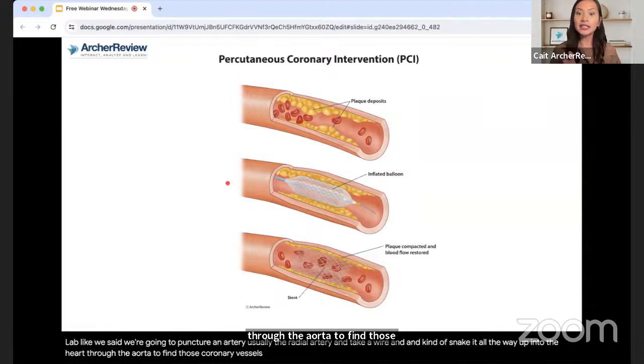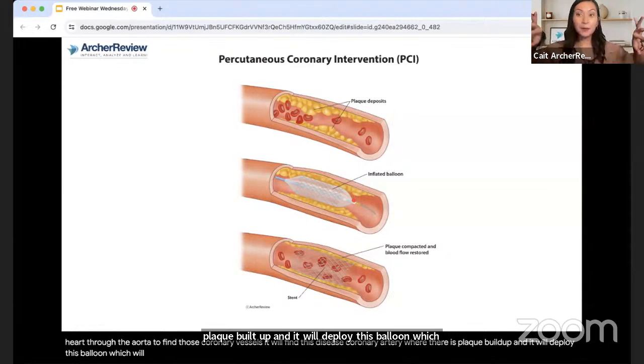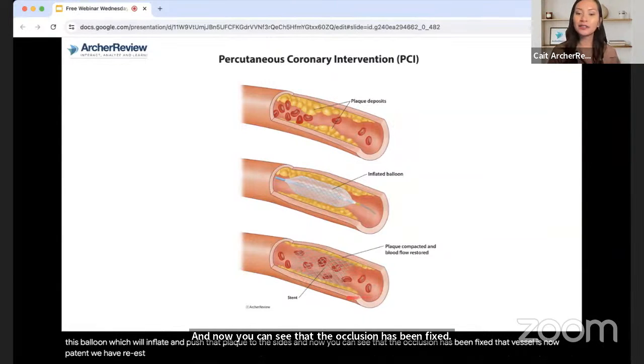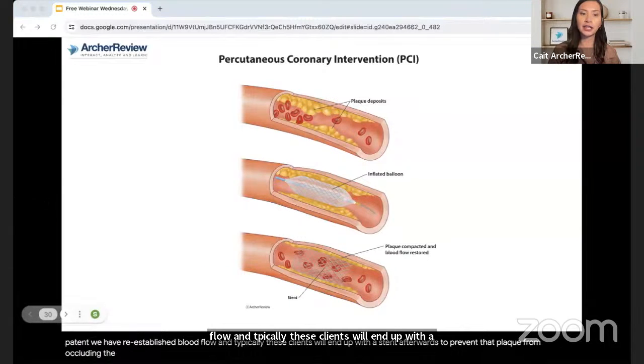It will find this diseased coronary artery where there is plaque buildup, and it will deploy this balloon, which will inflate and push that plaque to the sides. And now you can see that the occlusion has been fixed. That vessel is now patent. We have reestablished blood flow, and typically these clients will end up with a stent afterwards to prevent that plaque from occluding the vessel again.